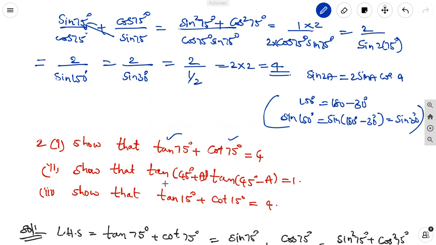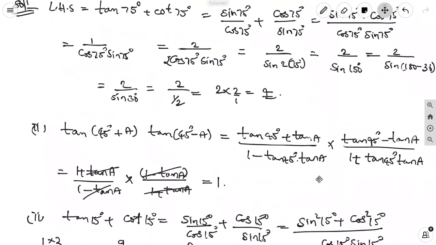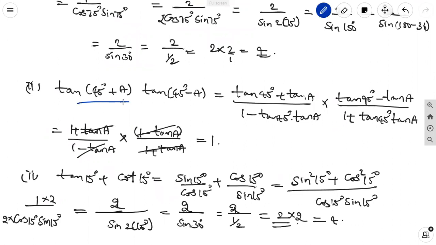In the similar way, second one, tan(45 degrees plus A) tan(45 degrees minus A) equal to 1. Tan of (A plus B) into tan of (A minus B). Tan of (A plus B) can be written as tan A plus tan B by 1 minus tan A tan B, into tan of (A minus B) is tan A minus tan B by 1 plus tan A tan B. We know that tan 45 degrees is equal to 1. So substitute here 1 plus tan A by 1 minus tan A into 1 minus tan A by 1 plus tan A. Here we get cancel numerator, denominator. We are getting 1 only.